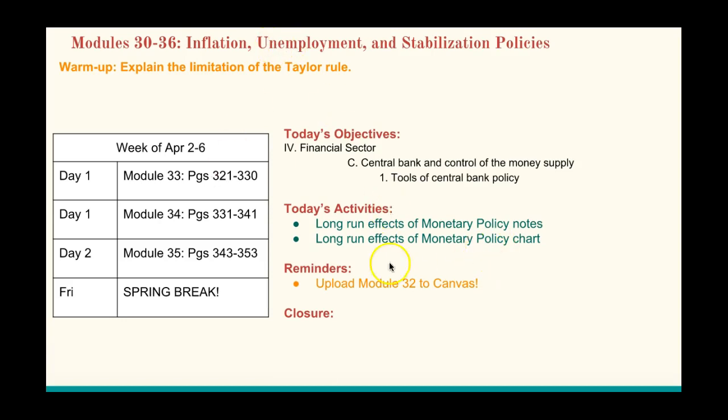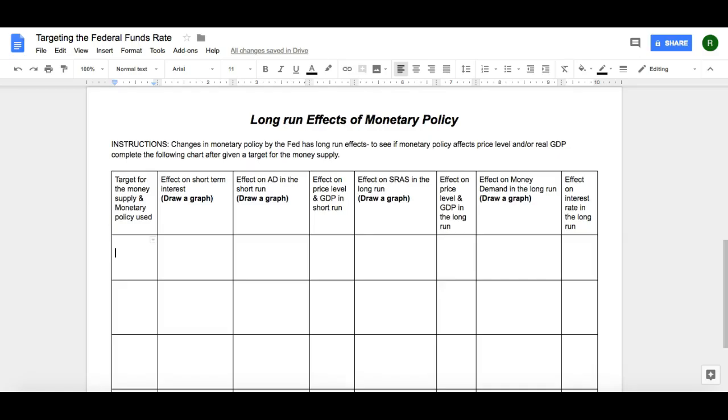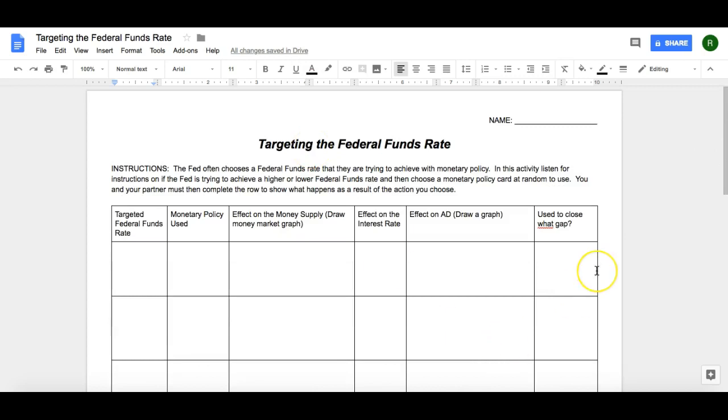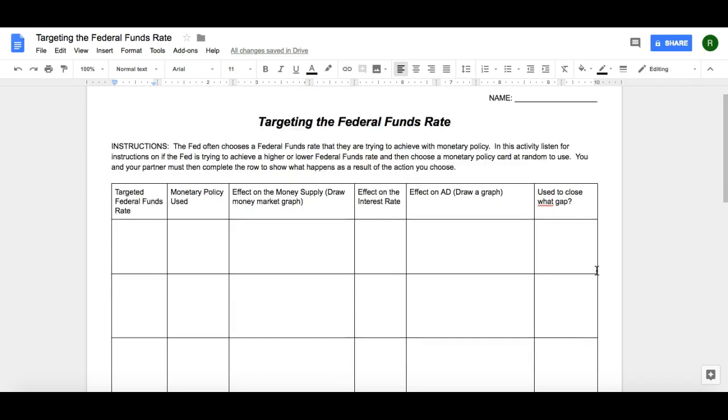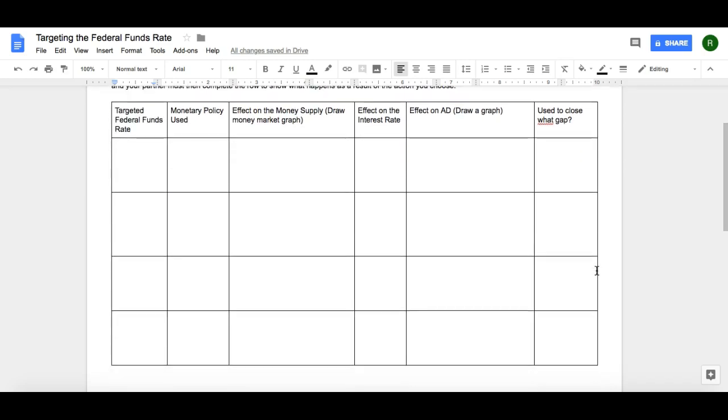So let's talk about this long run effects of monetary policy chart. What the heck is that? Well, if you remember, on Friday, we finished this page. It said targeting the federal funds rate. Remember, you were with a partner and you drew a card and I wrote stuff on the board. You had to do 4 of them. All right, so we did this on Friday.